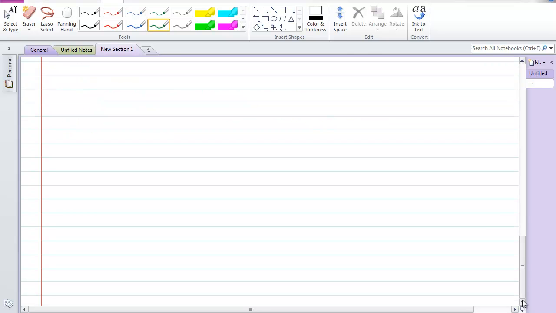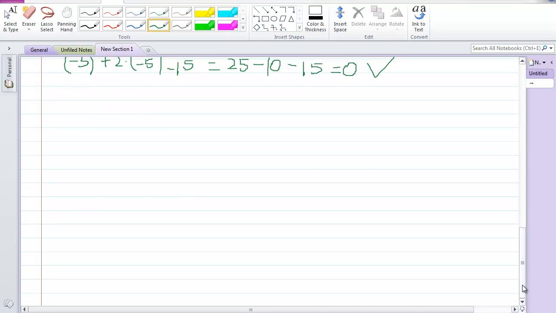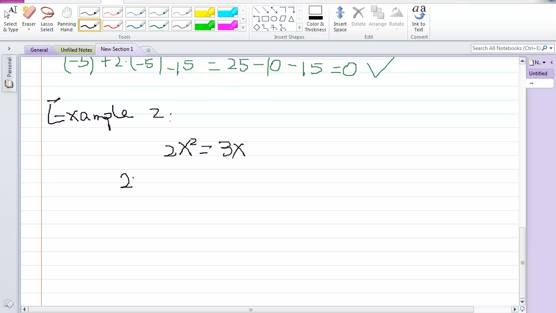Let's do another example using this factoring method. It's a bit different. It might not look like a quadratic equation, but it turns out to be. So we have example 2. We have 2x squared equals 3x. By solving this, we can try to write it into the standard form equals 0.